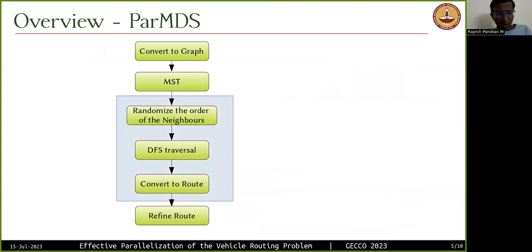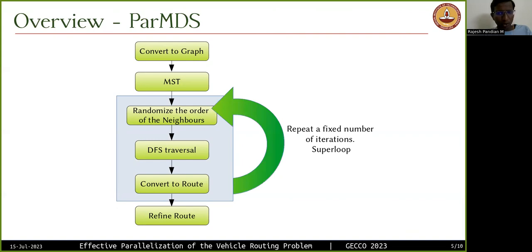The crucial step in PAR-MDS is this randomization and the DFS. The randomization maneuvers the nearby solution by iteratively doing local search on the neighborhood solutions that are available for the CVRP problem. We run these 3 steps in a loop for a fixed number of times, which we call the super loop. We also benefit from parallelization, and we make PAR-MDS run faster using parallelization.